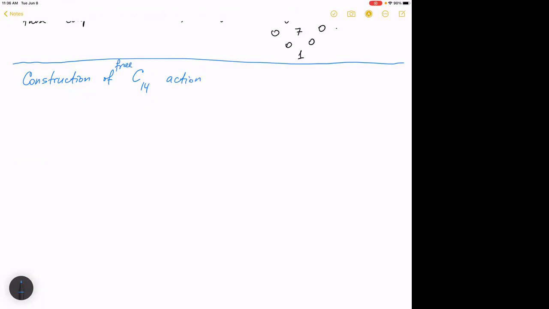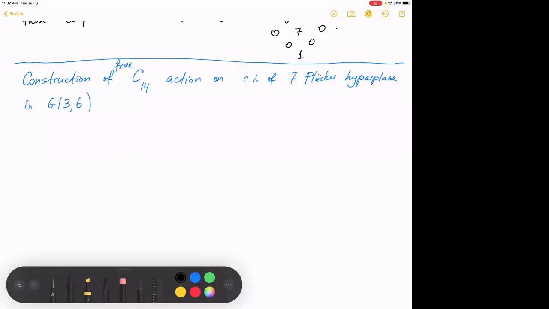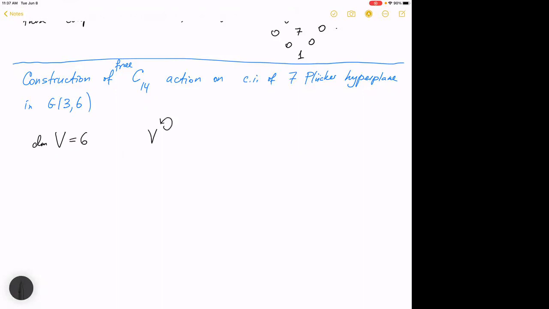So a free C14 action on a complete intersection of seven Plücker hyperplanes in G36. Okay. So you start with a vector space V, and you'll have a cyclic group of order 7 acting, and the weights are 1, 2, 3, 4, 5, 6, in the sense that the action is by the seventh root of unity to the 1, 2, 3, 4, 5, 6 power. There are actually some reasons why it has to be this and not something else, but anyway. And then you take G3V. And of course, you have this C7 action.